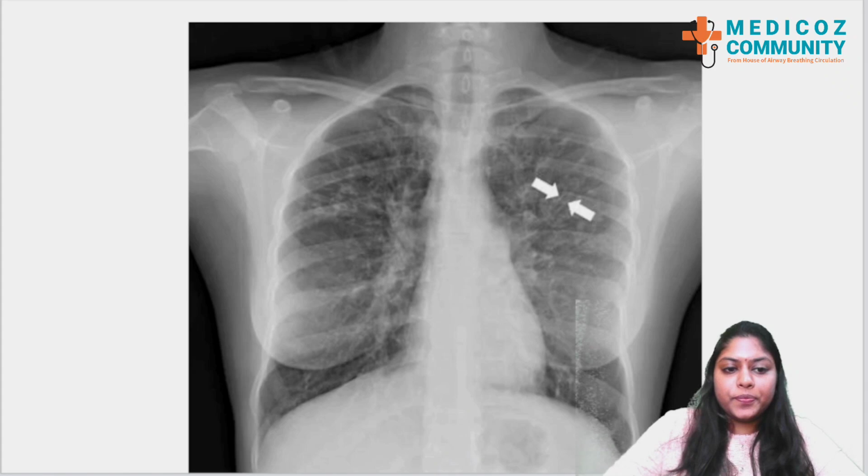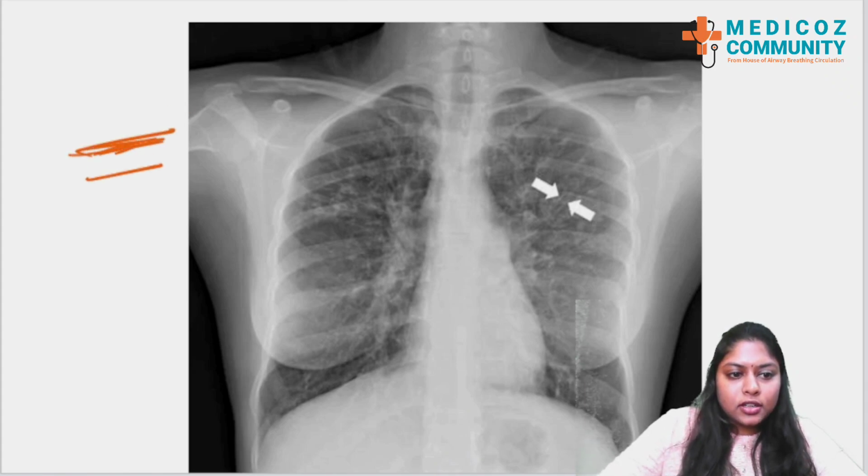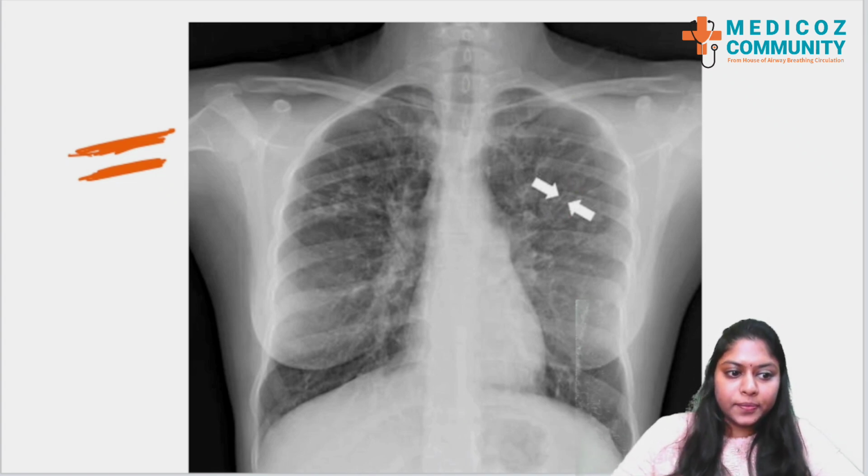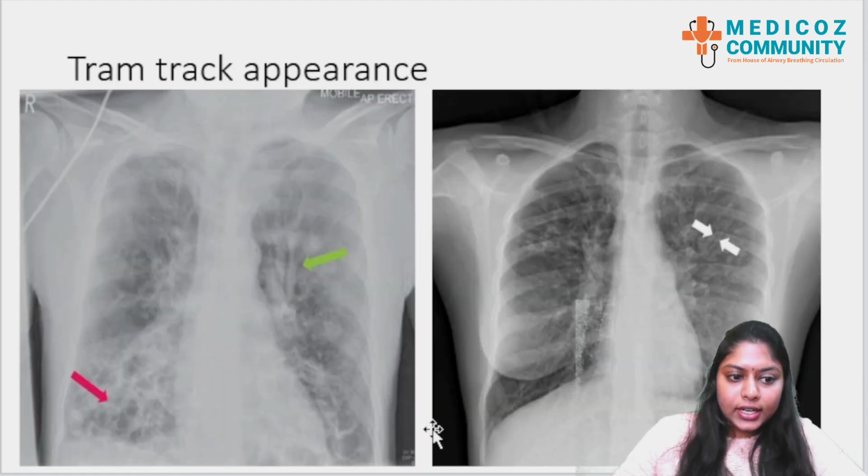That is, this is the bronchus and the wall is thickened. So it looks like a tramway or railway lines. So you are able to appreciate here, this is the one line and this is the other line. This is because of the bronchial wall thickening. Here is another example.